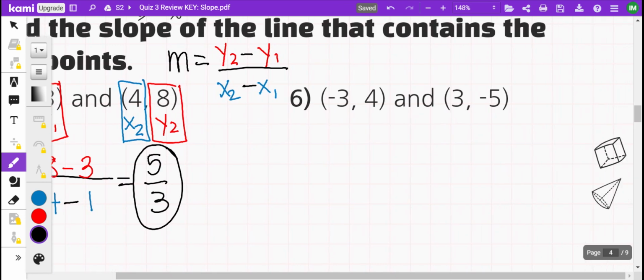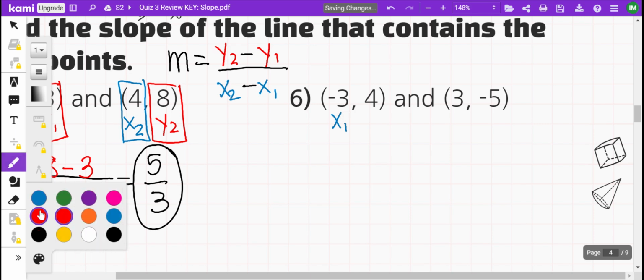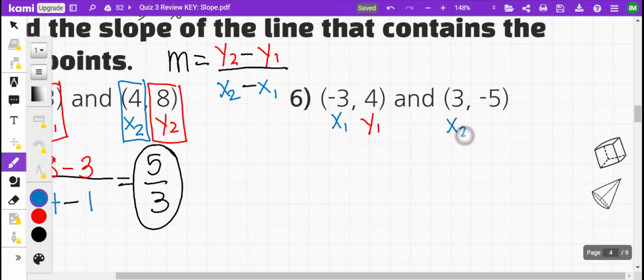For the next one, question 6, we have the points -3, 4, and 3, -5. So again, start off by labeling your points. This is going to be x1, y1, and this is going to be x2, y2. Once you've labeled them, you're going to go ahead and plug it into your slope formula.